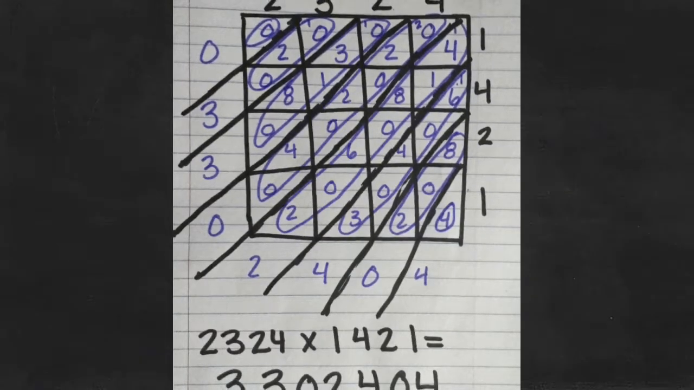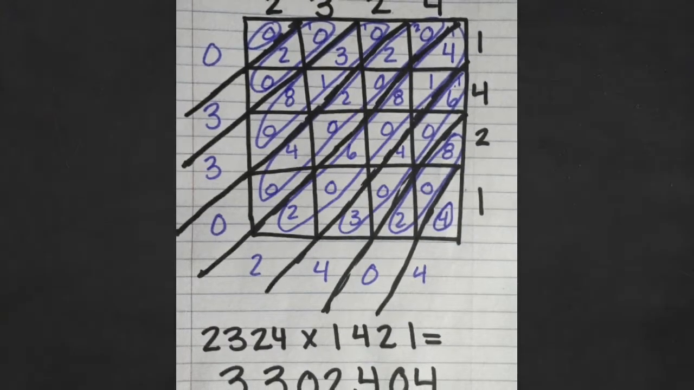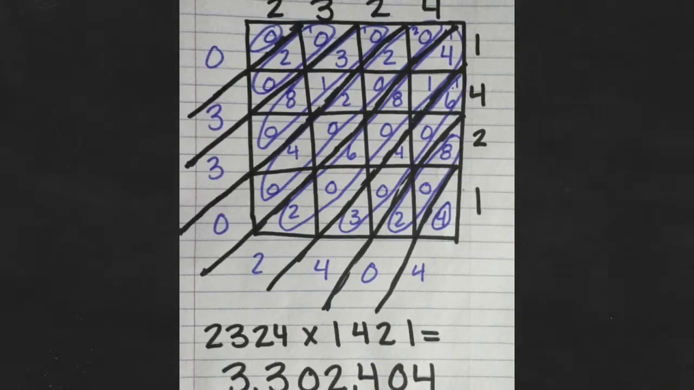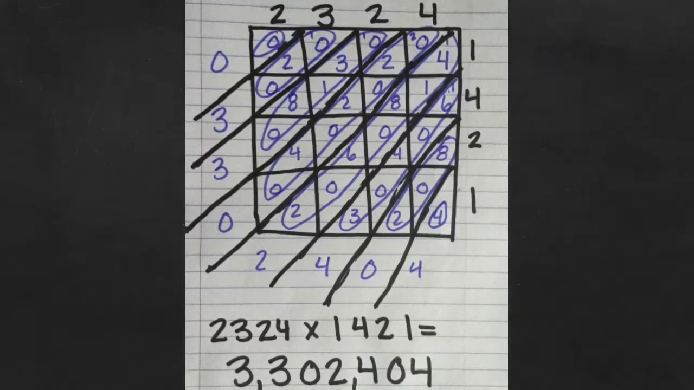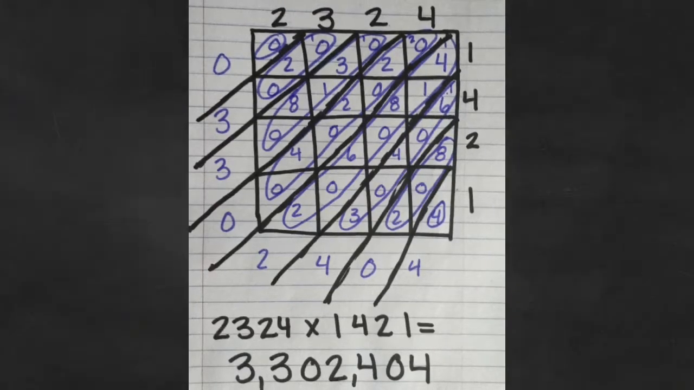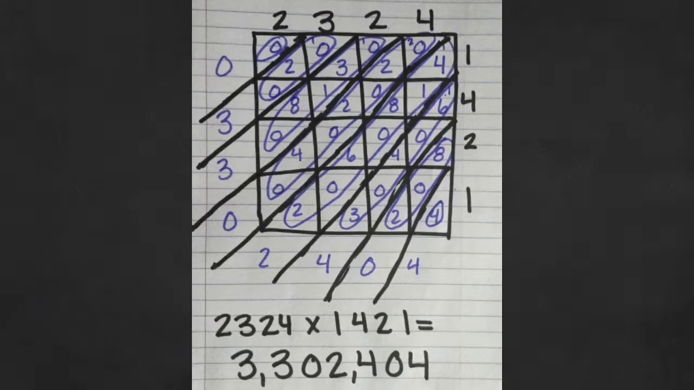Now that we have filled out our lattice chart, we know that our answer is 3,302,404. That is quite a large number, and that would have been really hard with standard multiplication techniques. Thank goodness we learned lattice multiplication.